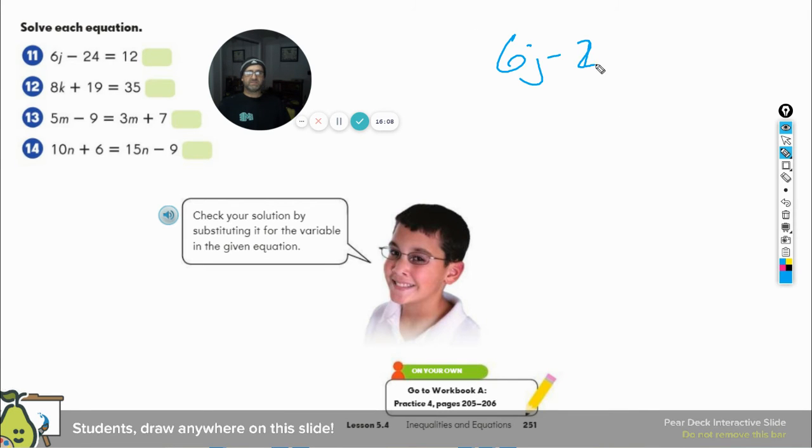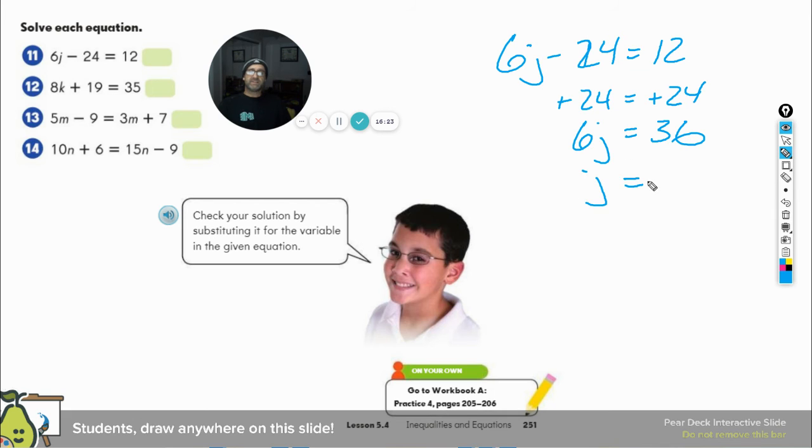6j minus 24 equals 12. First thing I'm doing is trying to isolate the j, so I'm going to add 24, add 24. 6j equals 36. 6 times what is 36? J has got to equal 6.